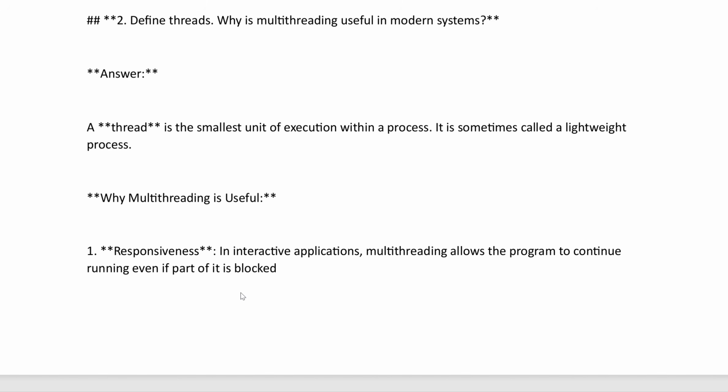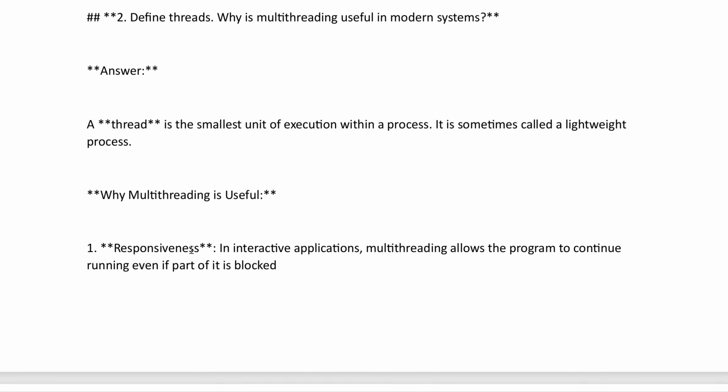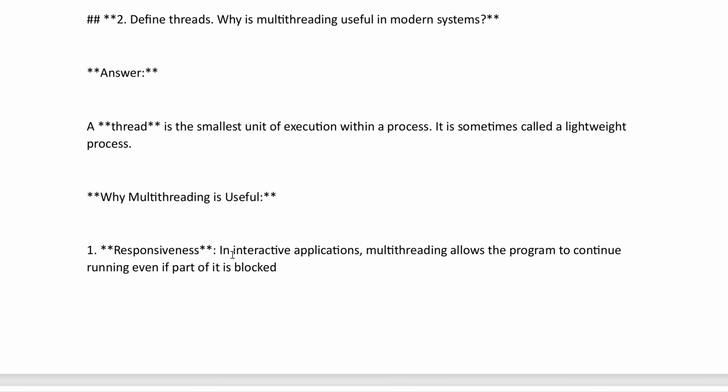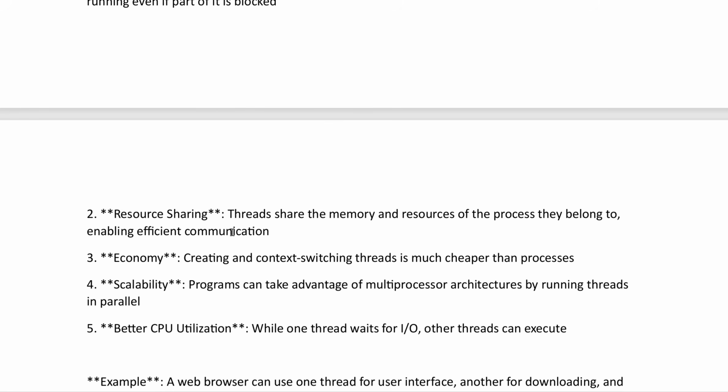So the entire program does not fail and it remains responsive. Second reason why multithreading is useful is resource sharing. That is, threads share the memory and resources of the process they belong to, enabling efficient communication. Third reason why multithreading is useful is the economy part. That is, creating and context switching threads is much cheaper than the process creation and context switching of processes.